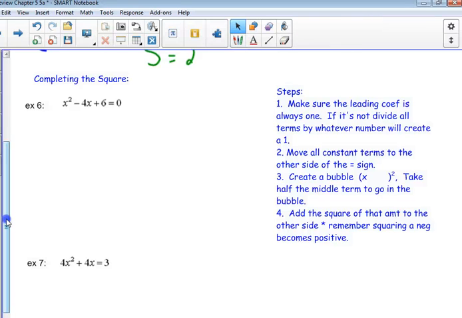So our first step is to make sure the leading coefficient is 1. Alright, this one looks good. Next one is to move all constants to the other side of the equal sign. So how do we move this plus 6 over? Great.